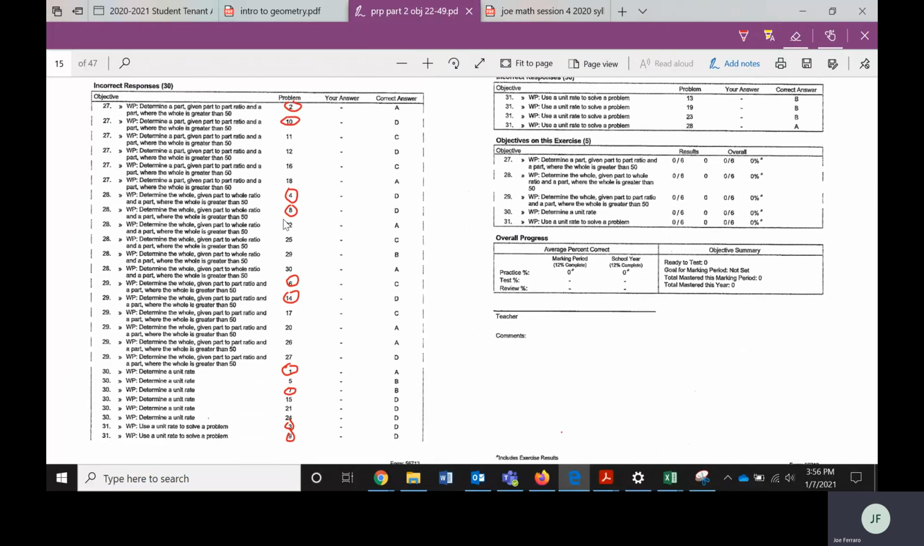So that is it for 27 through 31. Again, copy these notes down, send me a picture, and then it's up to you to decide when you are ready to take the test. Do some of these practice problems, make sure you're understanding. Ask me if you need help.